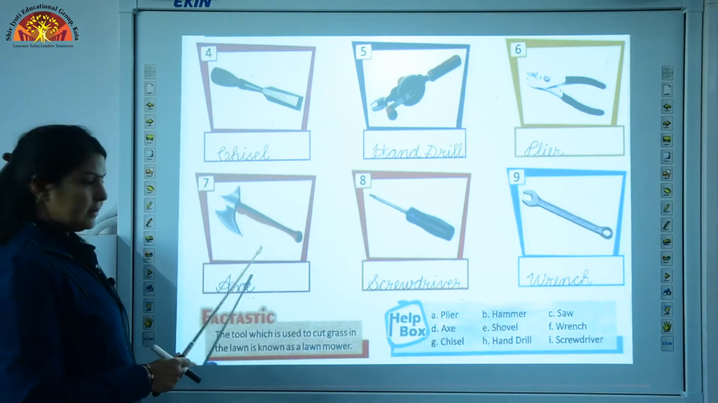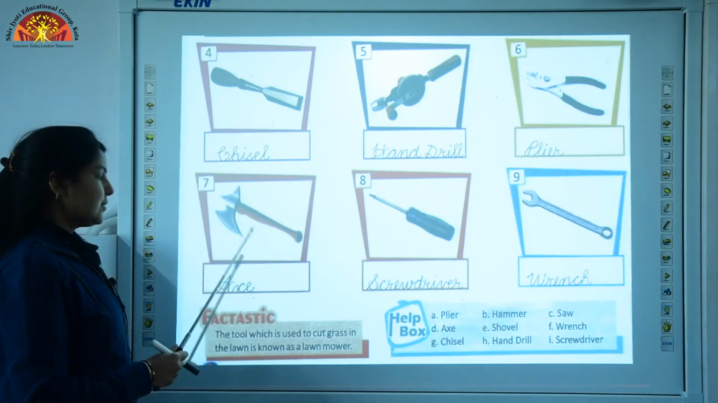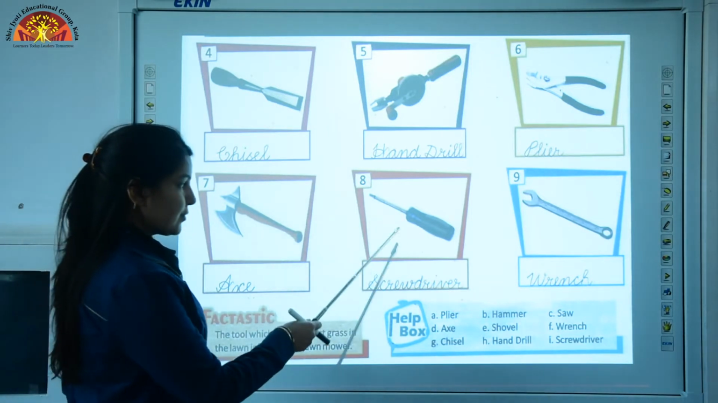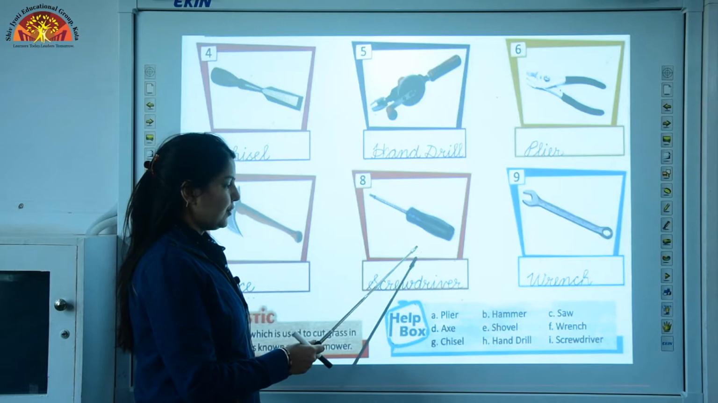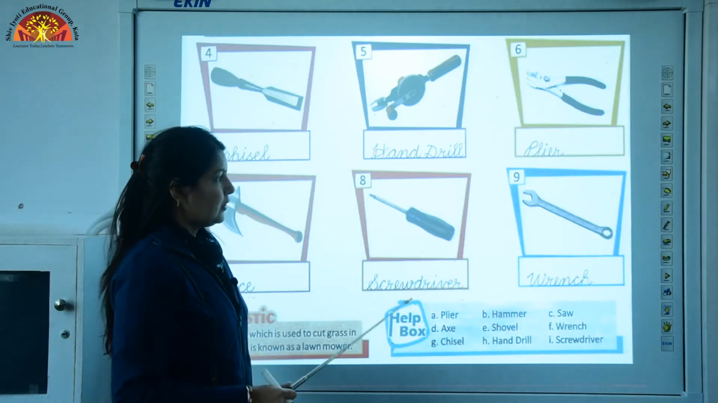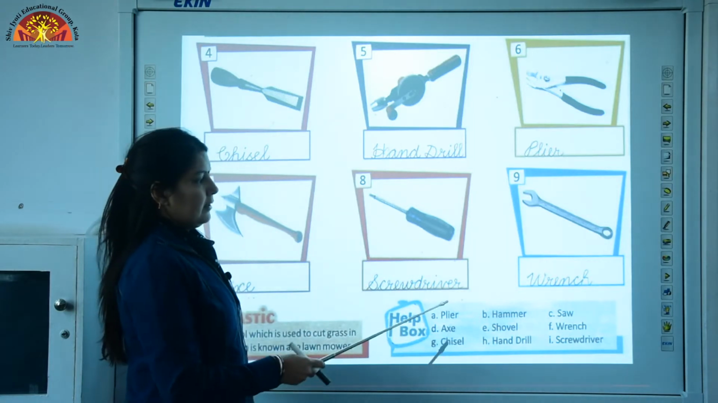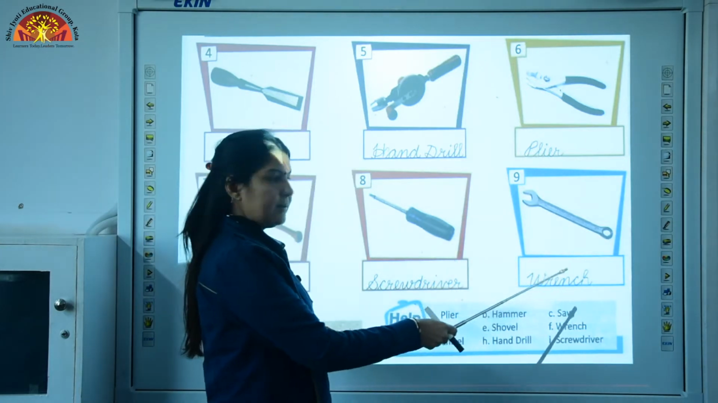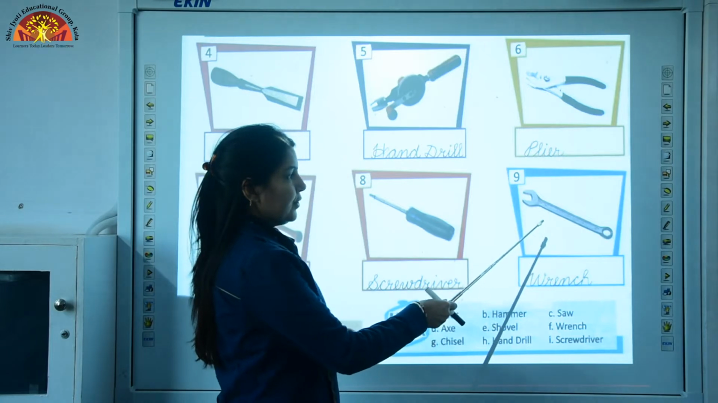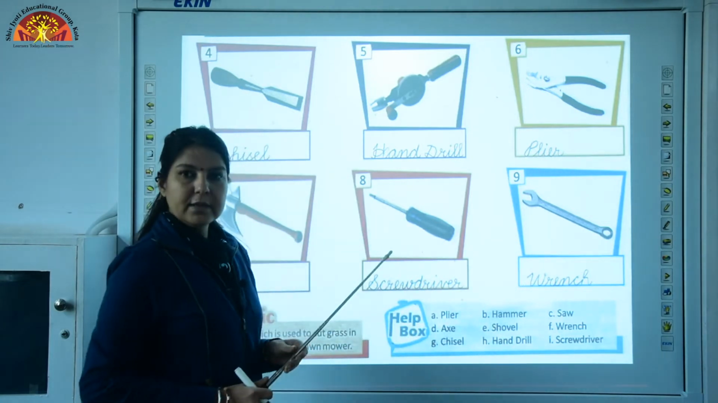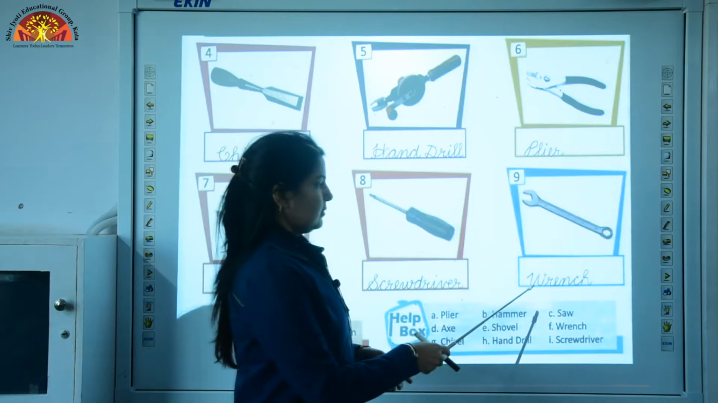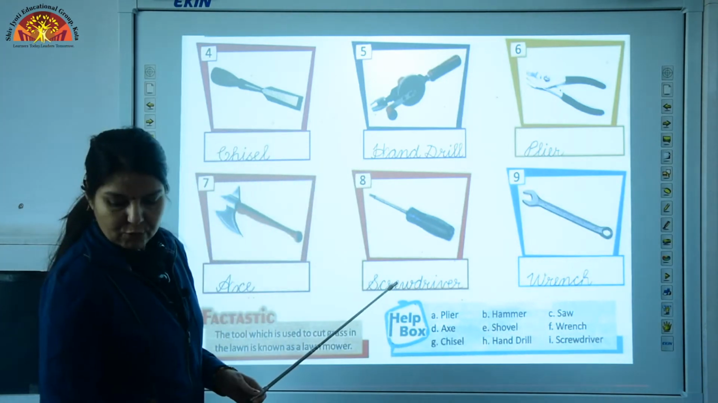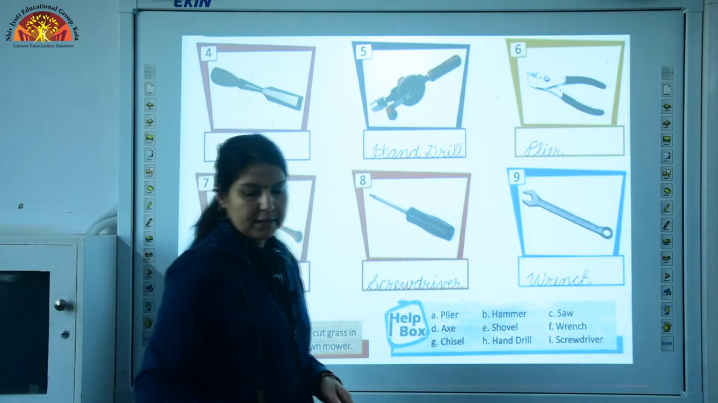Number 7, this is an axe. Axe is used for cutting or splitting wood. This is a screwdriver. It is used for tightening or loosening the screws. And the number 9 is wrench. What is this? This is wrench. Wrench is used for gripping, holding, tightening nuts and bolts. So, children, now we will see the spelling of these tools.